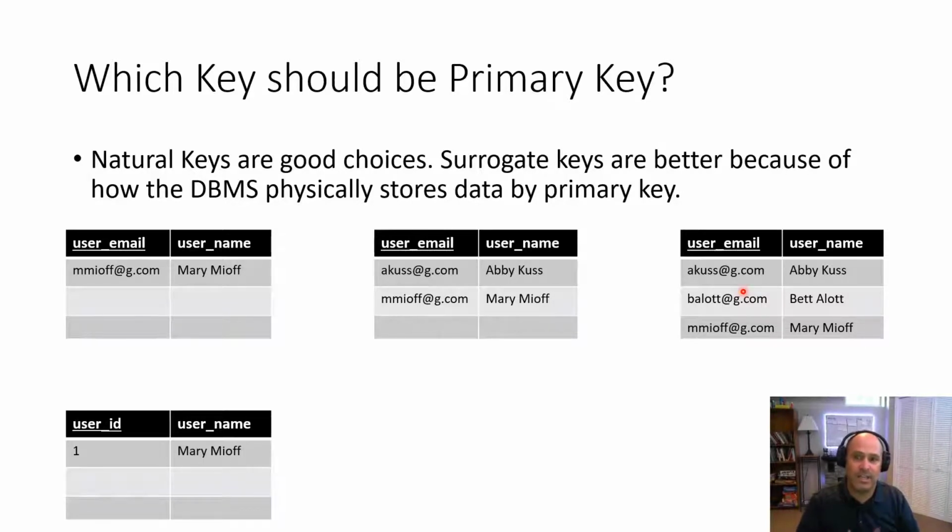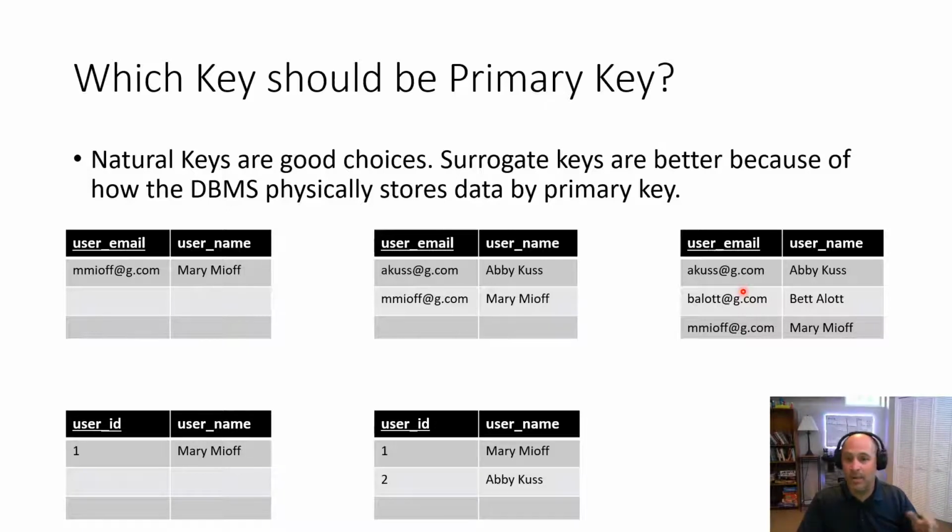Because the surrogate key is automatically incrementing every time, I only write once, and I write to the end of the table every time. So this would be one reason why you would want to use a surrogate key as your primary key.